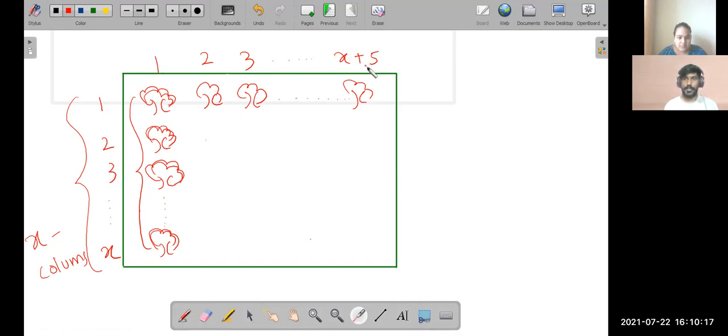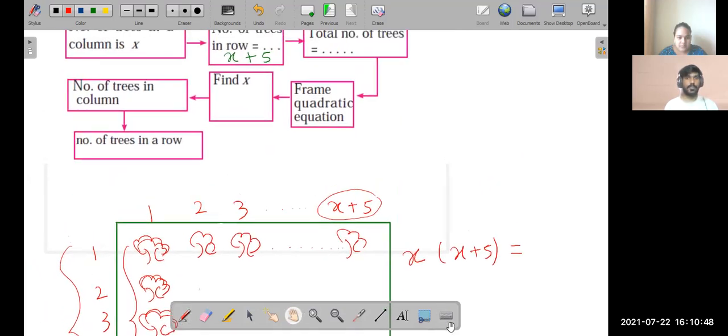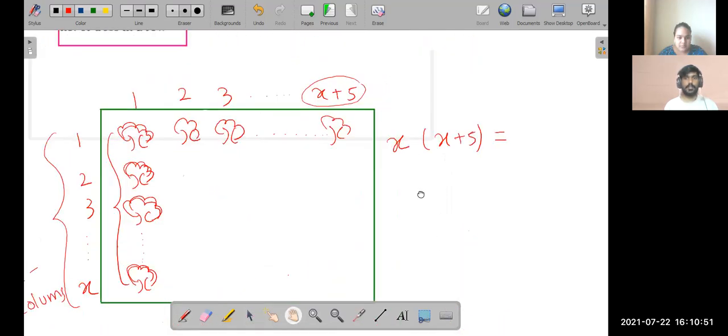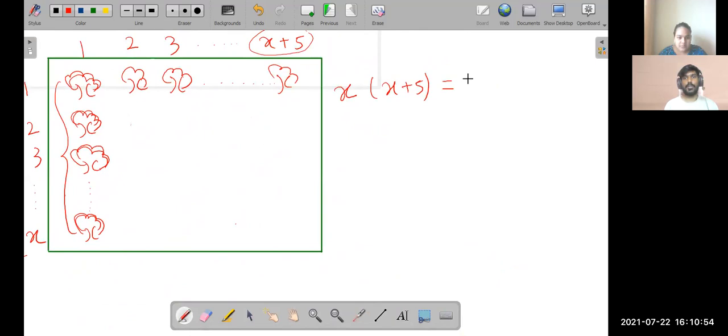Is this clear up to here? Yes. So there are X columns and X plus 5 rows. To find the total number of trees, you multiply the number of columns into the number of rows. So X into X plus 5 will give you the total number of trees. And the total number of trees is given in the question. How much is that? 150. So X into X plus 5 is equal to 150.